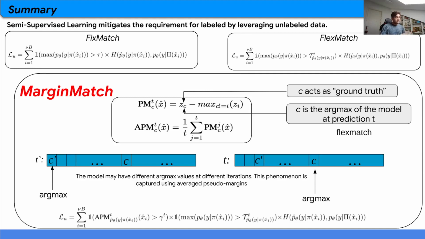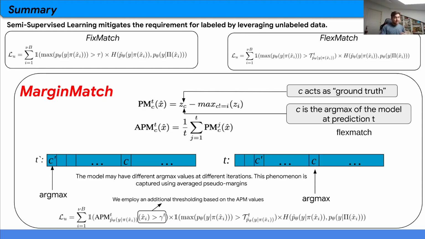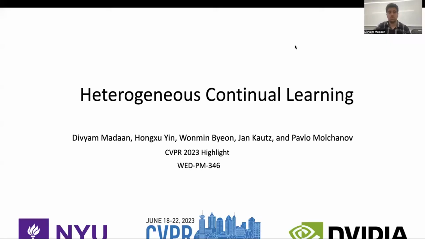In this paper, we design a better approach to ensure high-quality pseudo-labels by looking at historical predictions of the model and introduce the concept of pseudo-margins. Pseudo-margins extend the concept of margins to unlabeled examples, and we introduce average pseudo-margins, or APM, as a measure of correctness for pseudo-labels. Using this measure, we add an average margin.